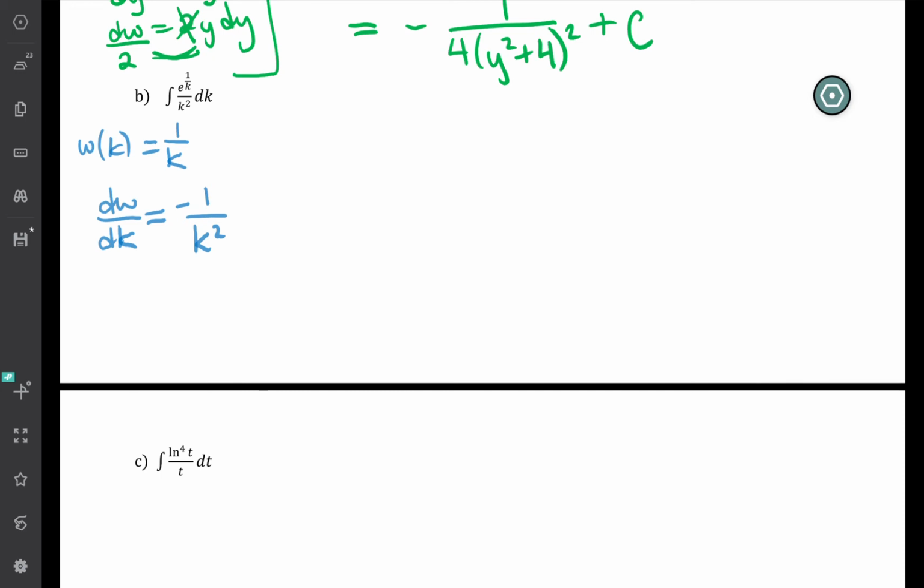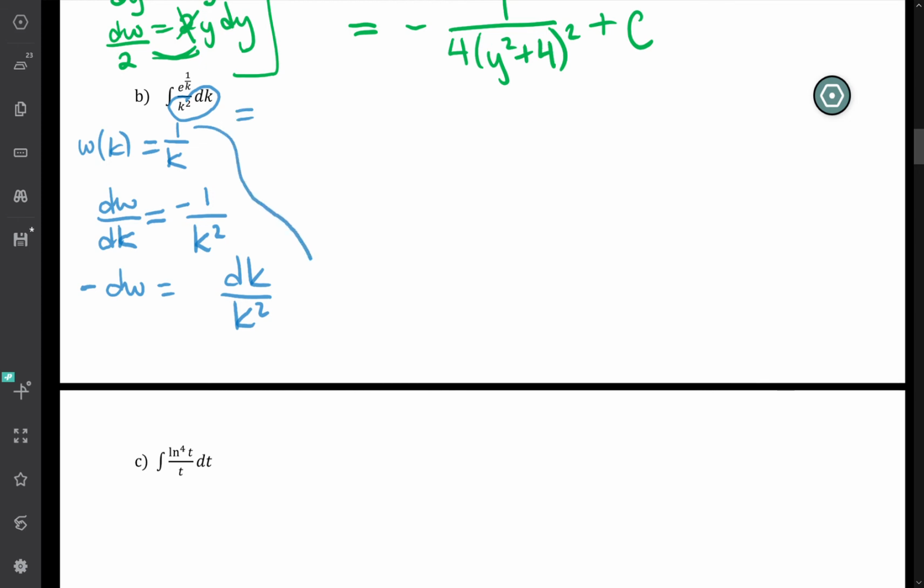Now I want to use this to try and get rid of dK's. So I'm going to move the dK up and say negative dK over K squared is the same as a dW, which I really like because here's my dK over K squared. You can move that dK in and out of the top of the fraction whenever you want. But I don't have the minus sign, so I'm going to go ahead and multiply both sides by negative 1 and move that over. Which means my integral turns into an e to the W, and my dK over K squared turns into a negative dW.